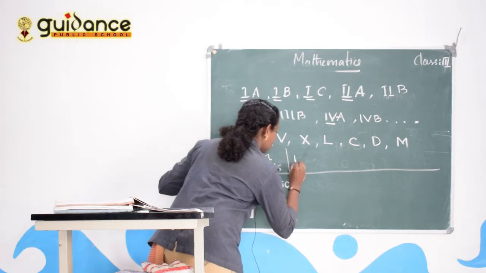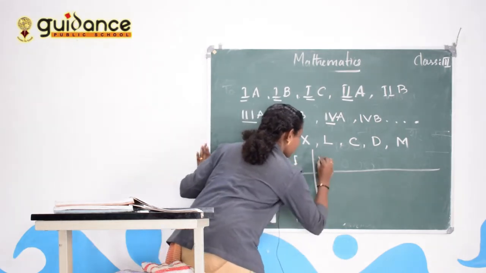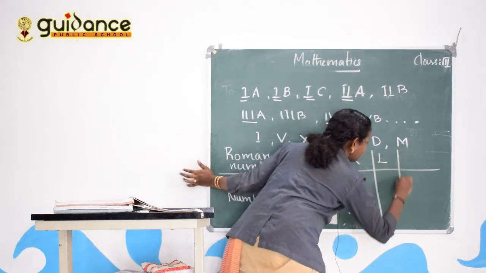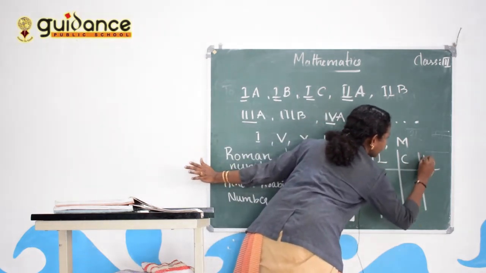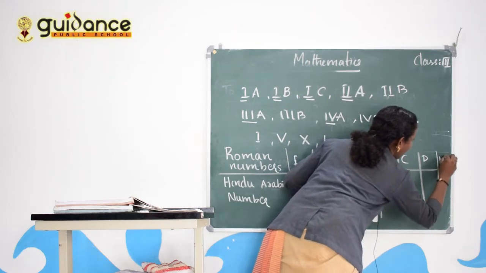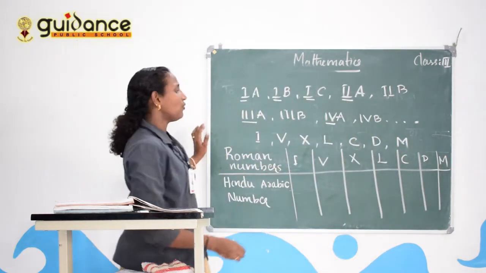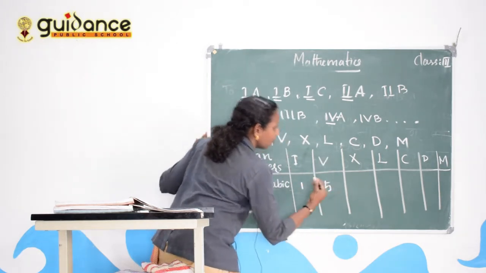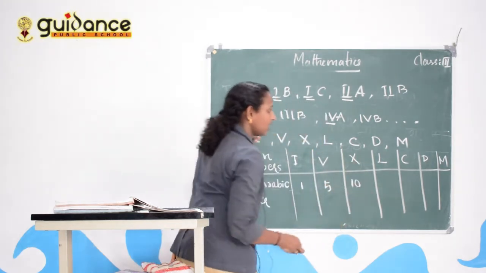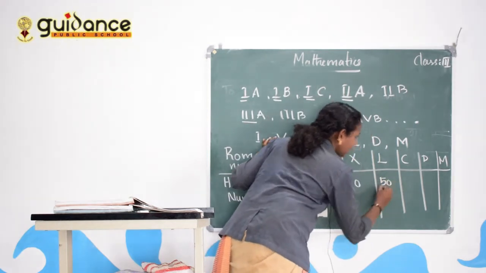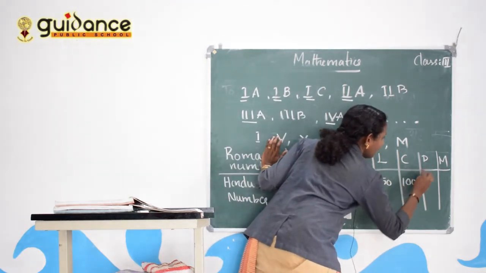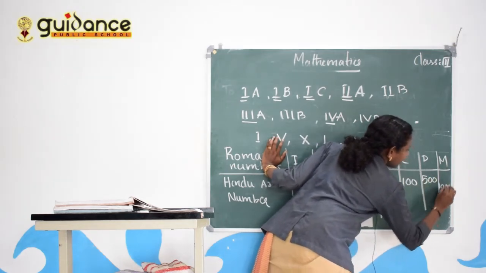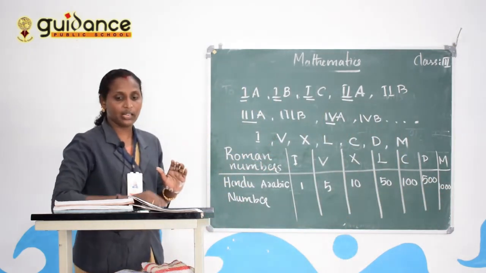Okay. Then I, V, X, L, C, D and M. So if you look, I is 1, V is 5, X is 10, L is 50, C is 100, D is 500 and M is 1000. So these are the values.